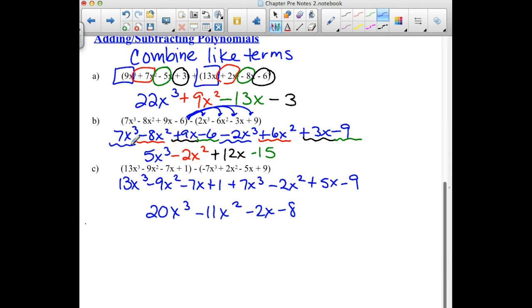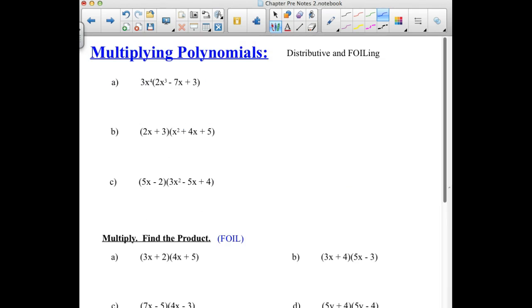All right, shifting to multiplying polynomials. This is where we need to use our distributive property or our foiling technique. The first one here is just a distributing. We want to multiply the 3x to the fourth to each piece inside. So 3 times 2 would give us 6.